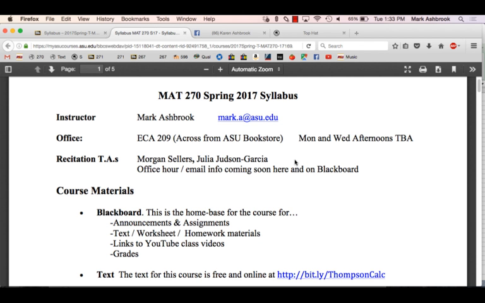My office is ECA 209. That's right across the street from the bookstore. Monday and Wednesday afternoons, we'll talk about office hours. We actually have a whole spread of office hours throughout the week. There's 6 of us that you can get help for this particular course. And once we get the schedule, I have the schedule, but once we get the locations nailed down, then you'll know that, and you can attend any of those office hours. Okay, I'm gonna just show you that briefly.